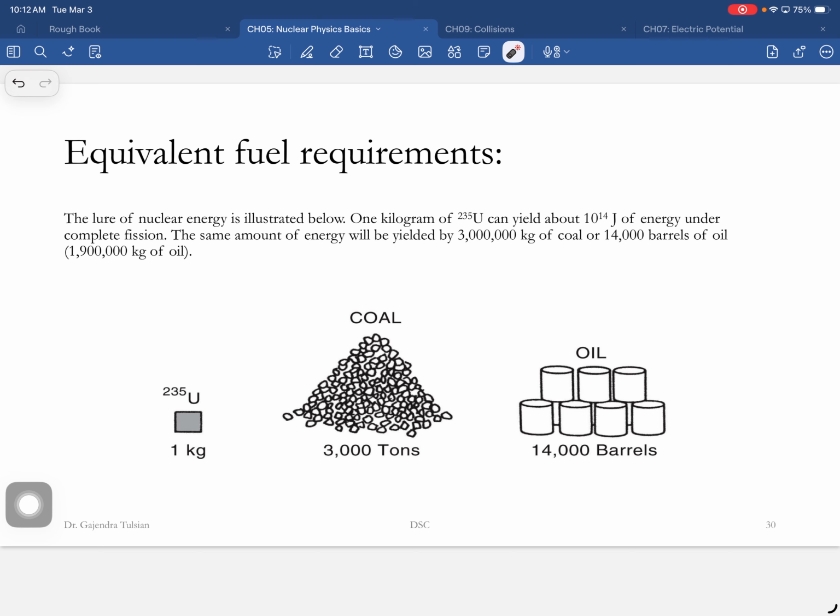If you burn 1 carbon atom, and we'll see the numbers later, you get about 4 eV of energy. You split 1 uranium nucleus, you get 200 MeV of energy. For 1 carbon atom and 1 uranium atom, you get 50 million times more energy. I think I'll take 50 million any day.